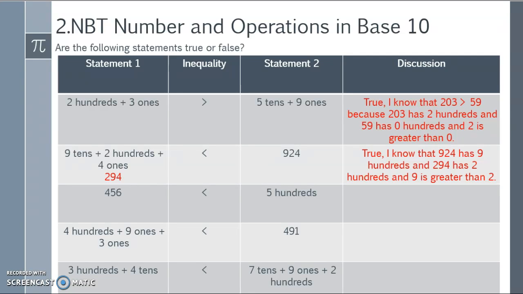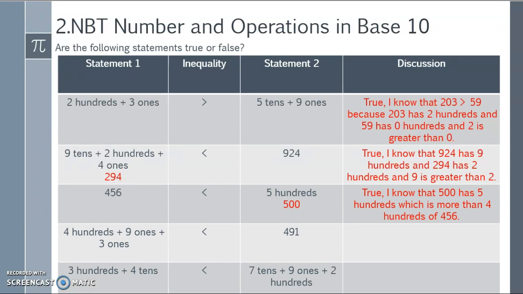Is 456 less than 5 hundreds? Well, 500 is the same as 5 hundreds. I know that 500 has 5 hundreds, which is more than the 4 hundreds of 456.